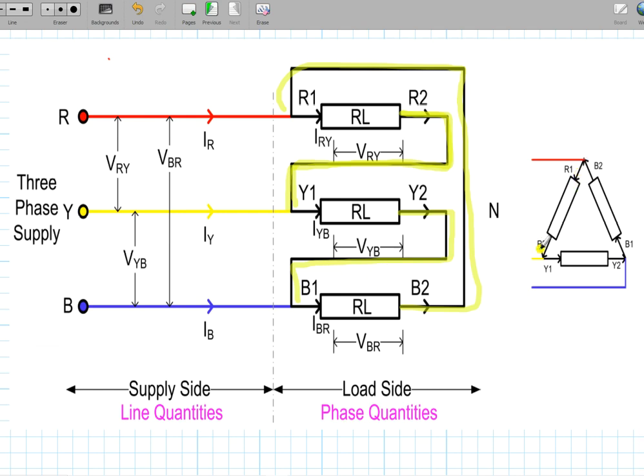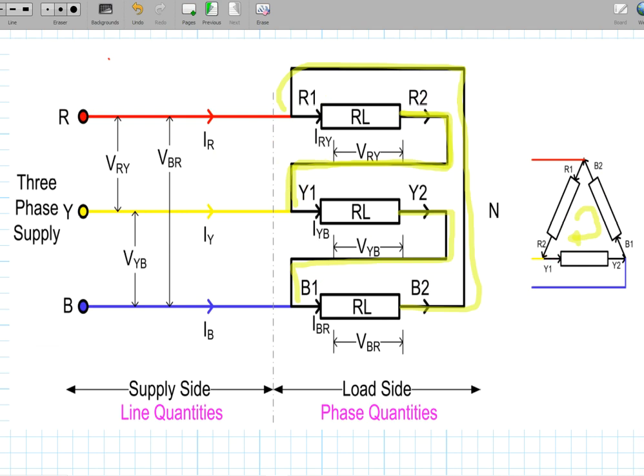That is, R2 is connected to Y1, Y2 is connected to B1, and B2 is connected to R1. From these points, the R phase supply is connected, the Y phase supply is connected, and the B phase supply is connected, forming a single loop. Here the loads are connected one after the other, so the load connection is in series. The loads are connected one after the other to form a delta connection, and each point of the delta is connected to the three-phase supply.